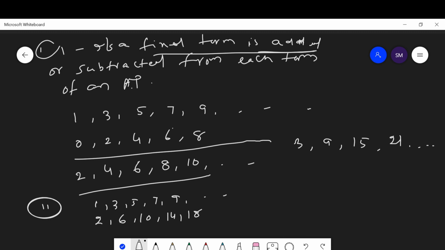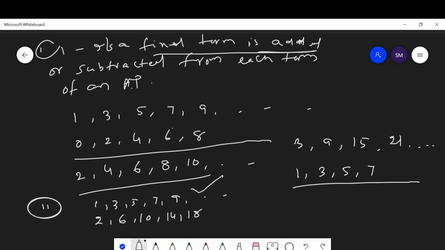Then if these terms are divided by a common number 3, the first term becomes 1, then 3, 5, 7. Yes, this is also in AP. This means the property says that if an AP is multiplied or divided by a fixed term, then the resulting series is also an AP.